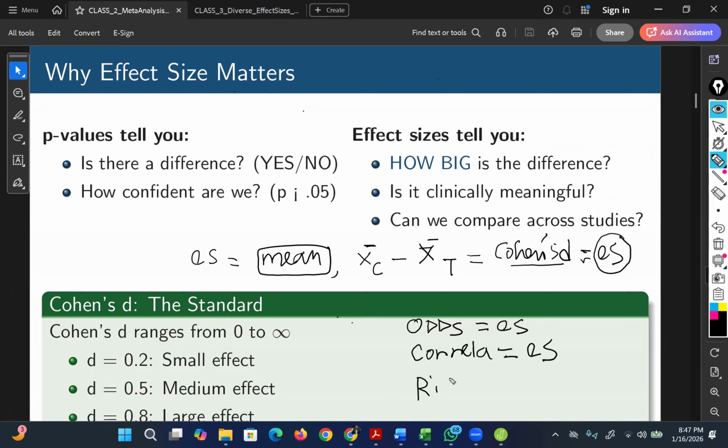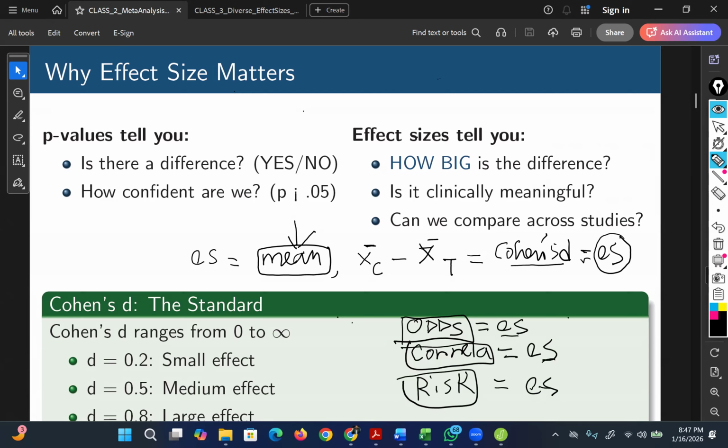Risk ratio. This is also an effect size. So effect size can come from different analyses. The simplest one is the one that I have shared with you, the mean. But there are other effect sizes that we can calculate from research studies, depending on the research question and research problem. For instance, odds ratio, correlation values, and risk values, and we can calculate effect sizes from those values.